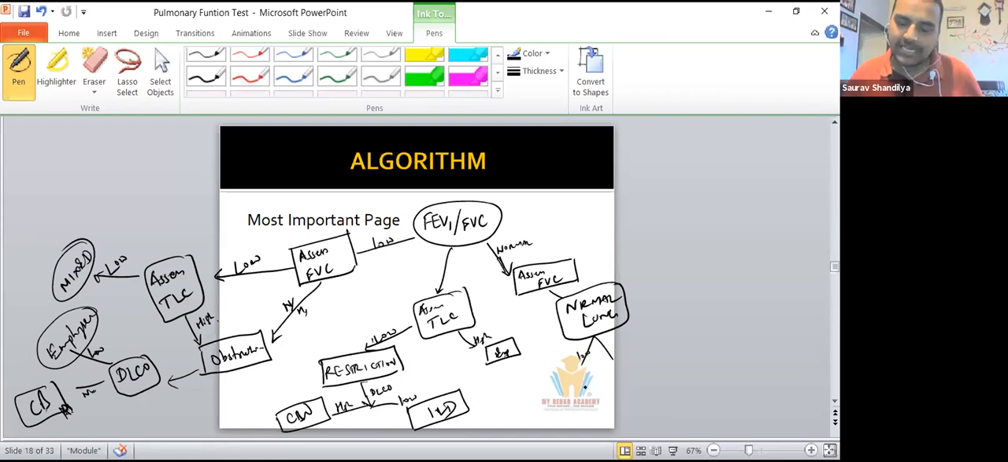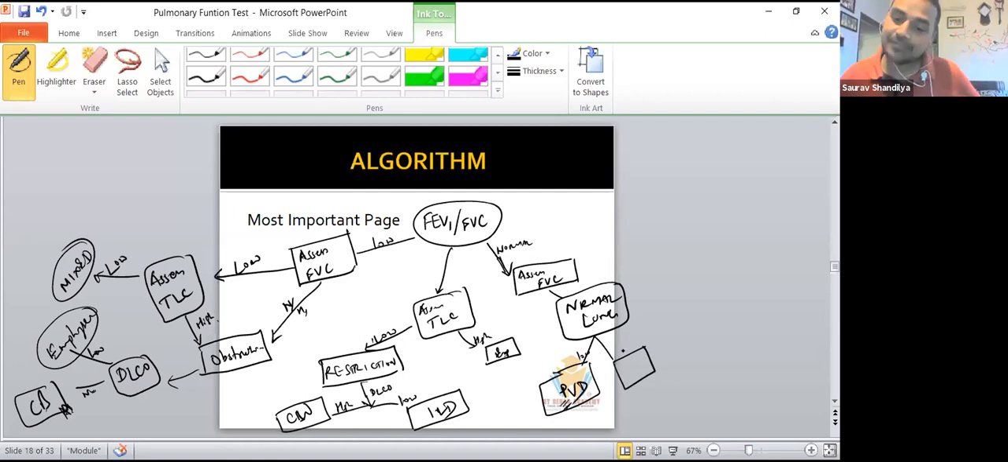If you find normal lung mechanics but DLCO is low, then what could it be? This is pulmonary vascular disease, not peripheral vascular disease. Now, I'm talking about PVD. That doesn't mean peripheral vascular disease. This is the pulmonary vascular disorder.